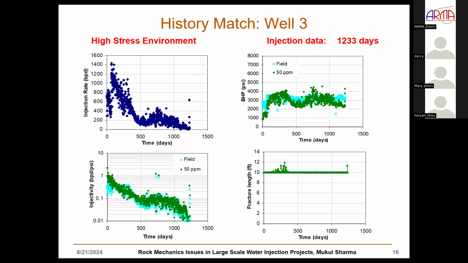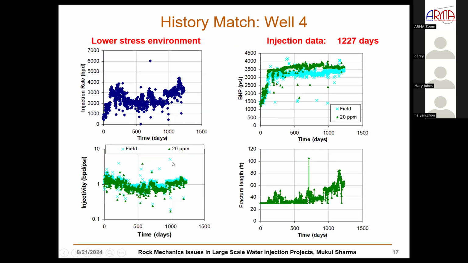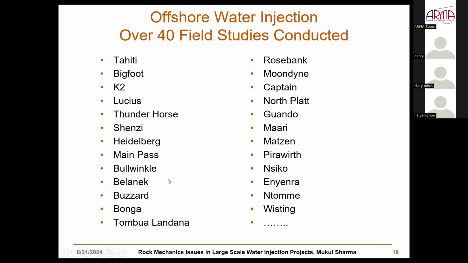And same thing with all these fields in the Norwegian sector. This is a field in South America where we had done a study looking at a high stress environment. The injection rates drop off very quickly. So the injectivities drop very, very fast. The injectivities are dropped by an order of magnitude or more. Whereas in the same field, in a low stress environment, the injection rates and the injectivities remain relatively constant. Again, fracturing conditions versus non-fracturing conditions.